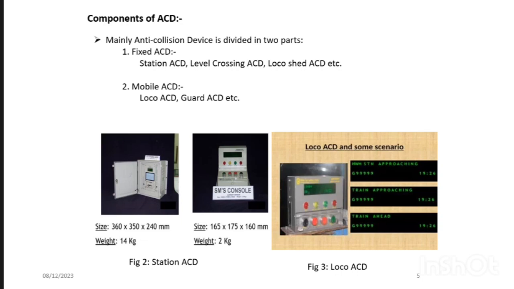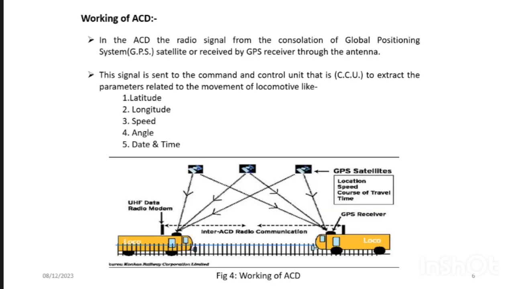Moving to the next slide, here we have the working of ACD. In the ACD, the radio signal from the constellation of global positioning system (GPS) satellites is received by the GPS receiver through the antenna. This signal is sent to the command and control unit, that is the CCU, to extract the parameters related to the movement of the locomotive like latitude, longitude, speed, angle, date and time.